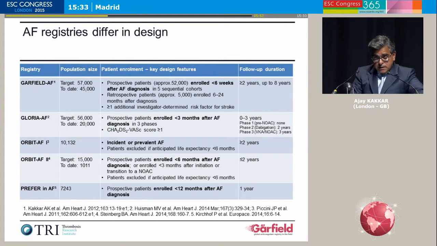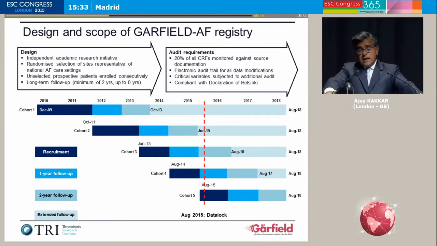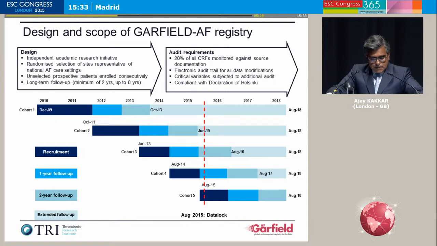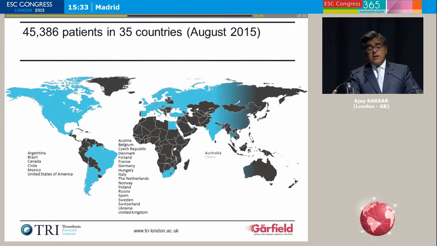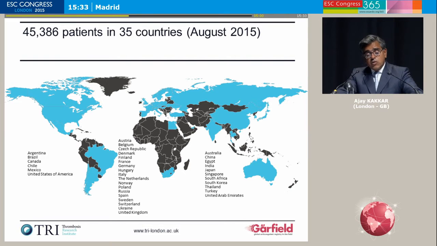Garfield is the largest prospective registry in the world, and you can see the unique design features in this slide. 5 sequential cohorts, the first cohort starting at the end of 2009, and subsequently over time, we have now just, at the beginning of this month, started recruitment to the final cohort, cohort 5, which should complete recruitment by July of next year. Another important feature of Garfield has been the attempt across 35 countries to randomly select sites and then to include newly diagnosed consecutive patients at each site participating, to use different care settings according to practice across the countries, and of course to apply a high standard of data quality using 20% source data verification across the 5 cohorts.